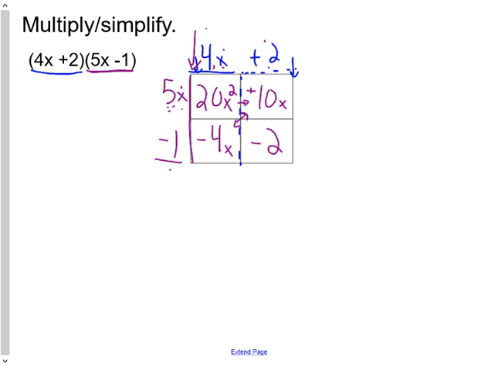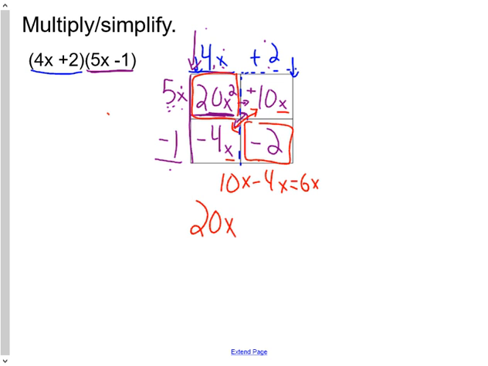And now, where's our match? This is only x squared right there. These are the only x's right here. And then minus 2 is by itself, right? So we've got two sets that are just ready to go. And we need to add 10x minus 4x, which is going to be 6x. And now, our answer is 20x squared plus 6x from that math we just did, minus 2. And that is how the box method works.